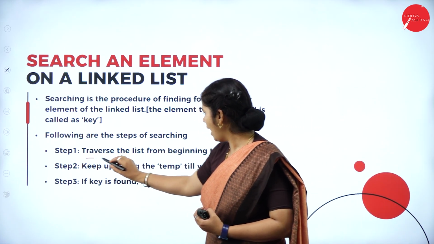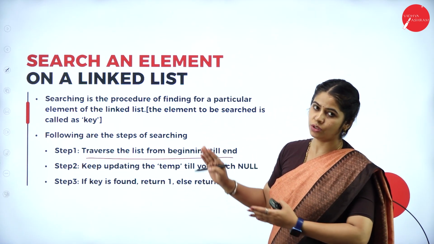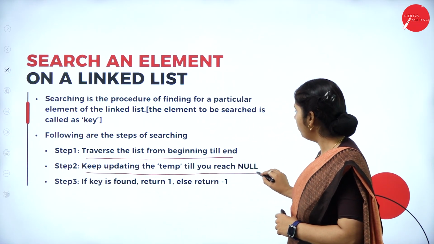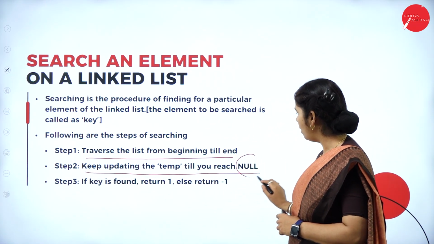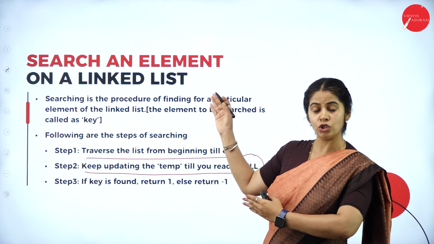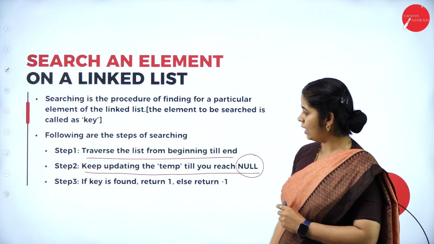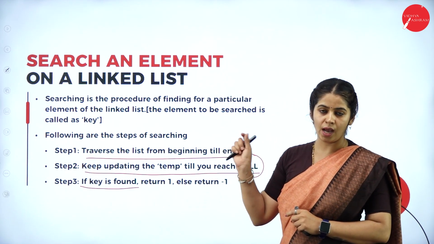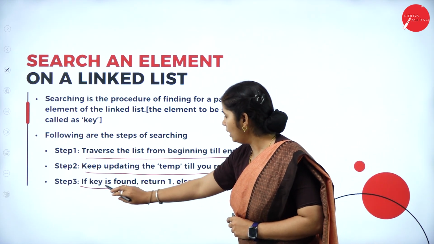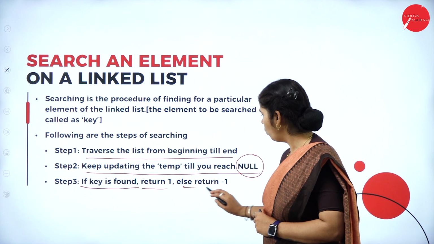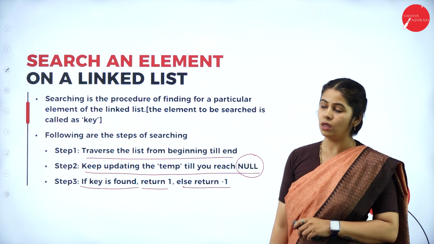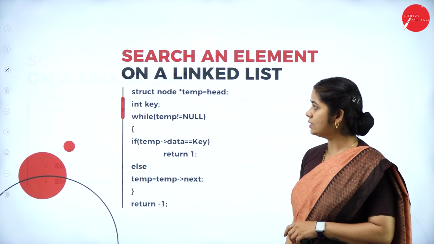Step 1, traverse the list from the beginning till the end and keep updating the temp till you reach the null point, meaning till you reach the last node of the linked list. We compare the key with the current data. If the key is found, return the value 1, and if the key is not found, return the value -1. So that's what we are going to do in the search operation.